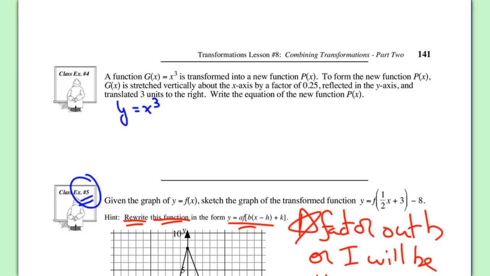I start with y equals x cubed, and we're forming this new function, and it tells me that I need to stretch it vertically by 0.25. One might also think of that as a quarter. So if I'm doing that, my replacement's going to have to be y getting replaced with 4y.